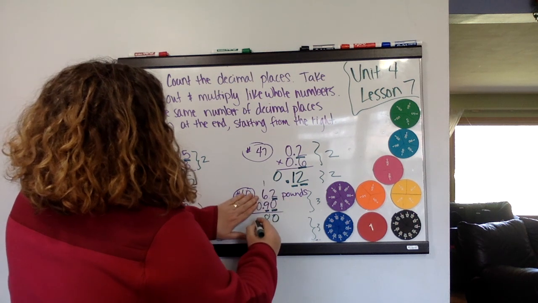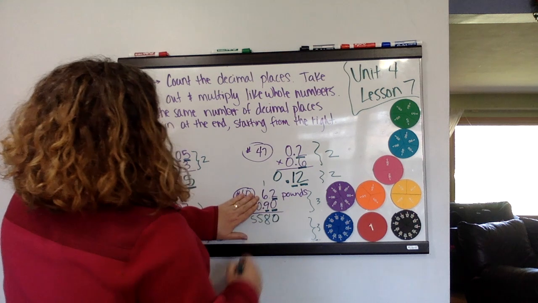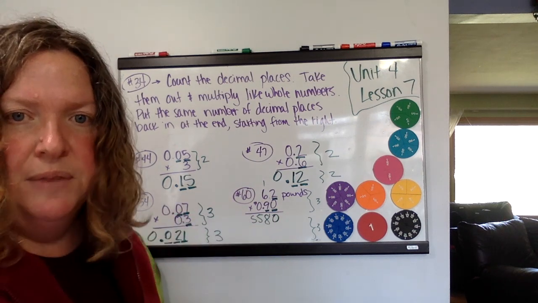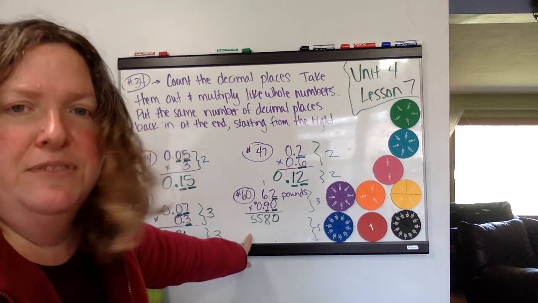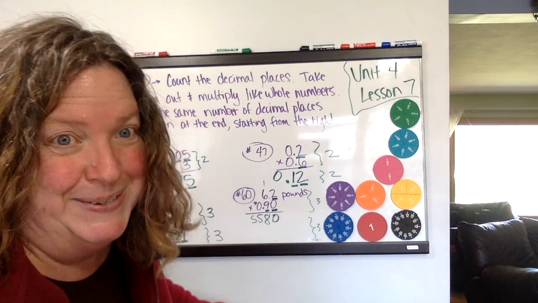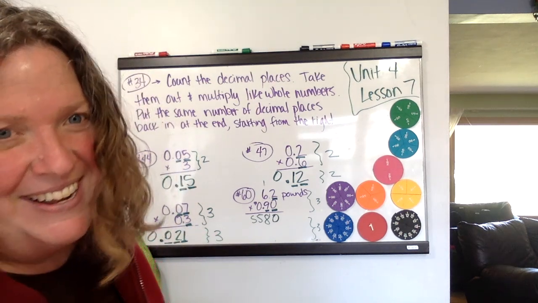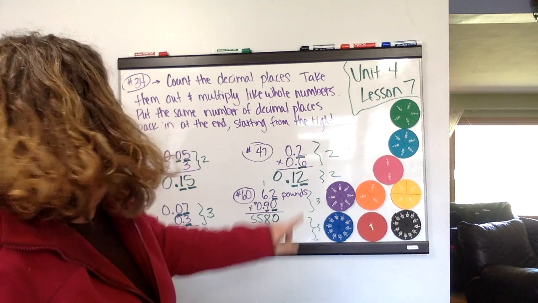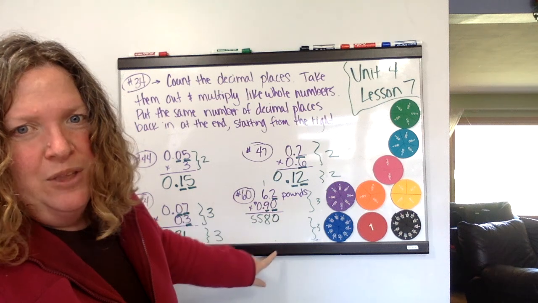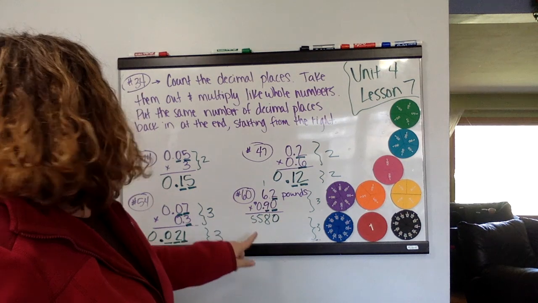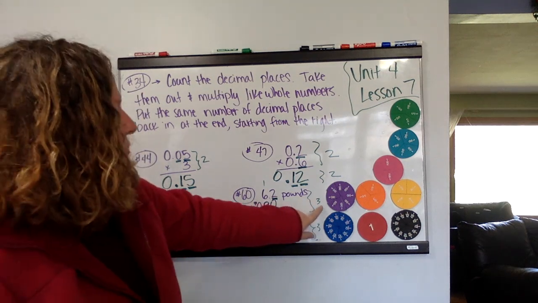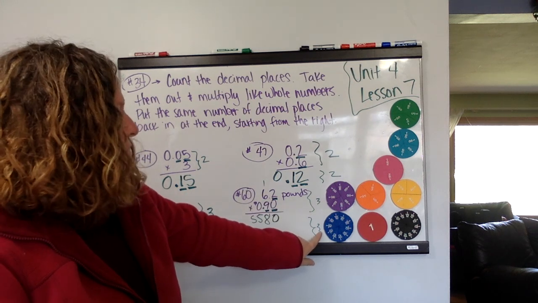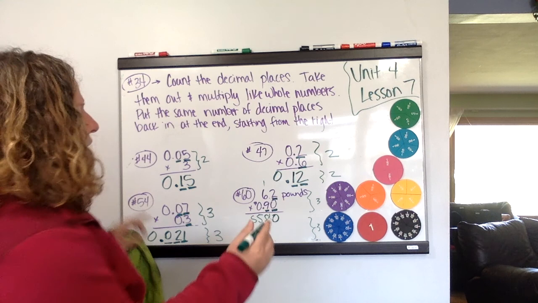18, 55. My answer is 5580. Am I done? Did it cost $5,580? Well, if they tried to charge you that, I hope that Benjamin would say, no, that's not going to work. I don't want 6 pounds of rice for $5,000. Nope, we had 3 decimal places in the problem, so we need to have 3 decimal places in the answer.